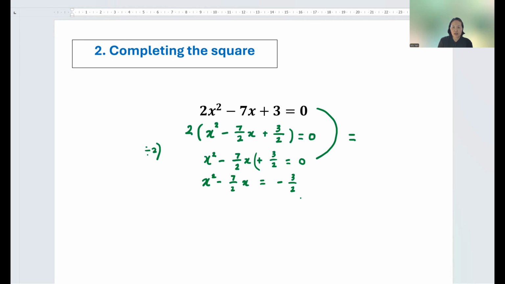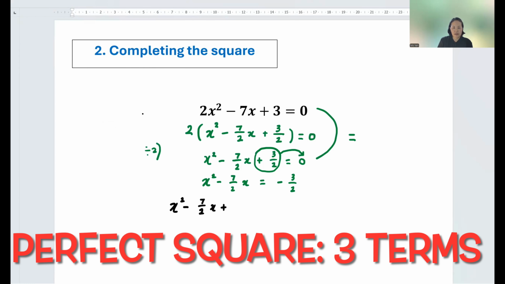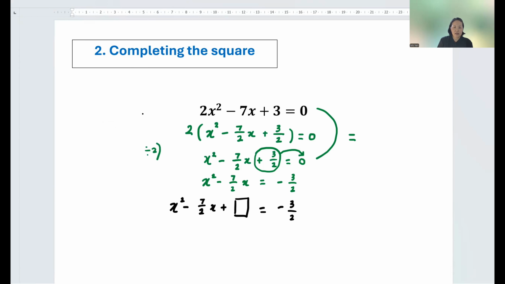What I've done is I just moved this last constant to the other side so that I can just work on the two terms. All right, so let's do that. Now to make it a perfect square from x squared minus 7 over 2x, we need to have the last term here. And when I add the last term here, I have to add the same value on my right hand side so that the equation is valid.